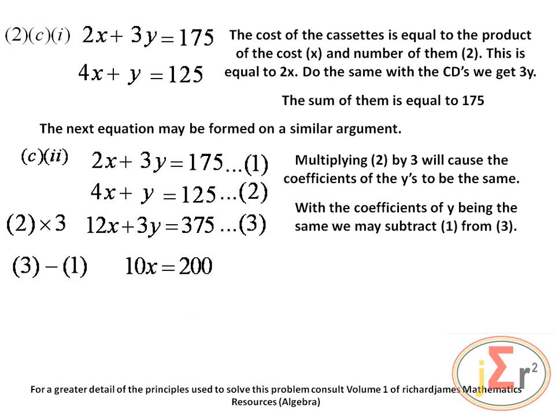Solving that simple linear equation, we are going to divide by 10. So we get x is equal to 20. So the cost of one cassette, which is what we require, is equal to $20. It is not a matter of solving the entire equation. It's a matter of giving the examiners exactly what they want. They want, in this particular case, the cost of one cassette. And there we have it, $20.